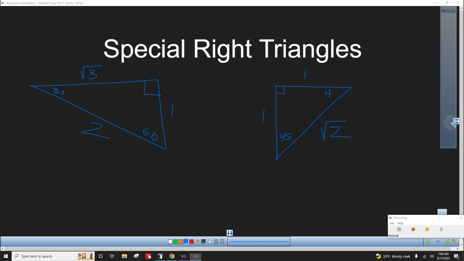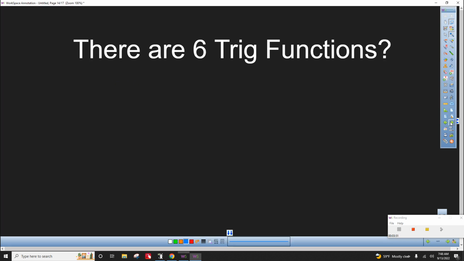Did you know there are actually 6 trig functions? So you probably know that the sine of an angle is opposite over hypotenuse, and the cosine of an angle is adjacent over hypotenuse, and the tangent of an angle is opposite over adjacent.